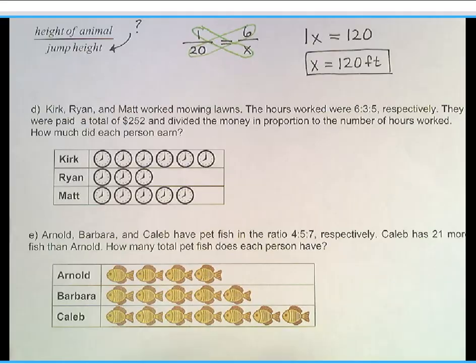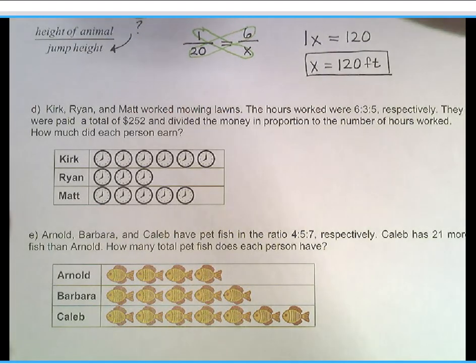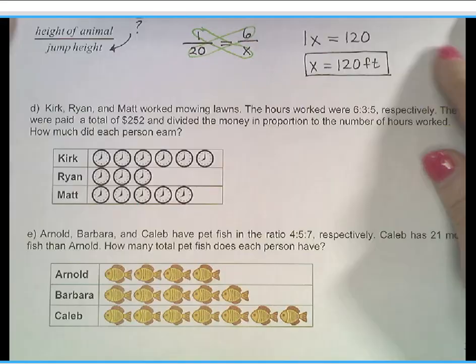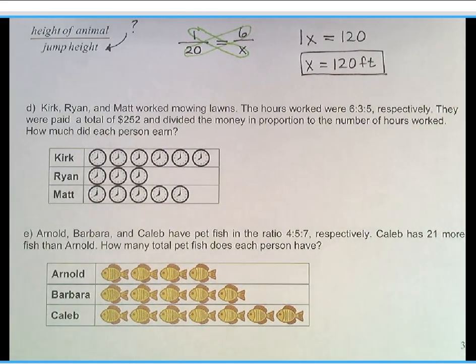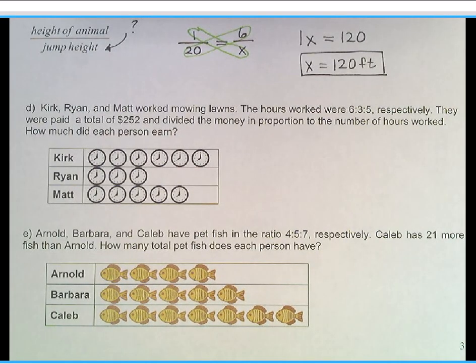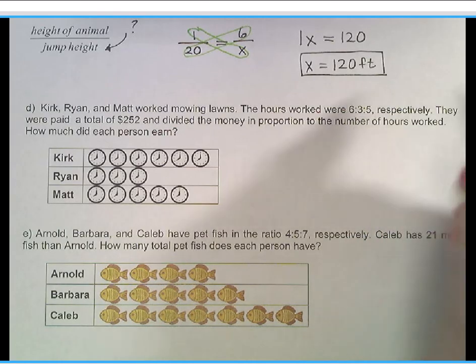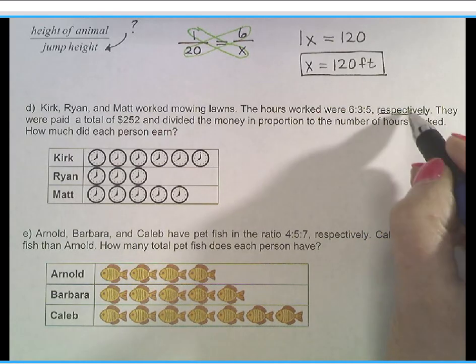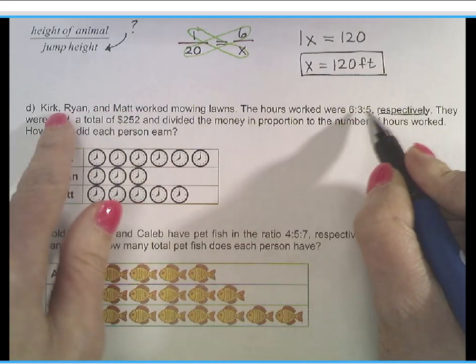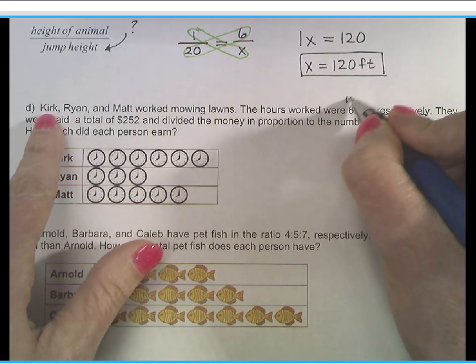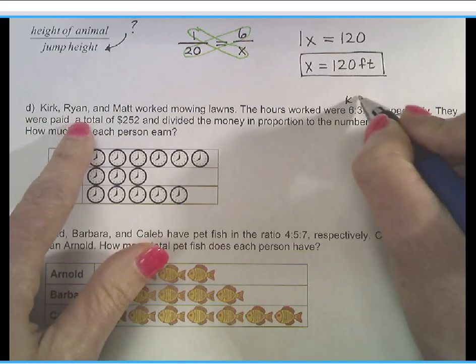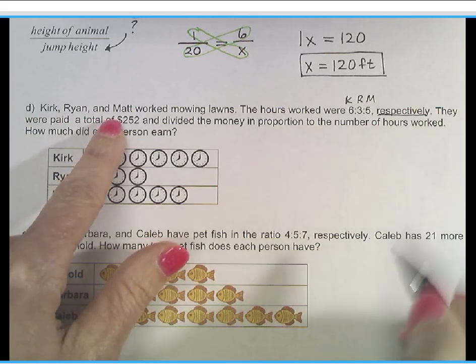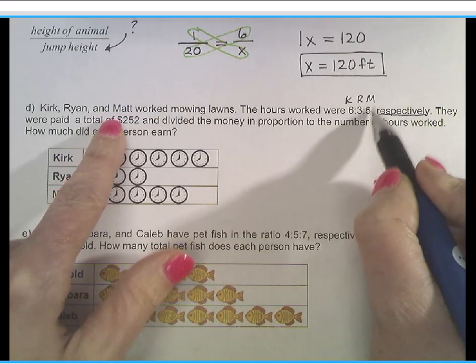Now the rest of these are ratios, they're still proportions, but we're going to work them a little bit differently because you've got more than 2 things that are being compared. So it says, Kirk, Ryan, and Matt worked mowing lawns. The hours they worked were 6 to 3 to 5 respectively. Respectively means these numbers go in the order of the people. So Kirk is first, Ryan is second, Matt is third. So 6 hours, 3 hours, 5 hours respectively.